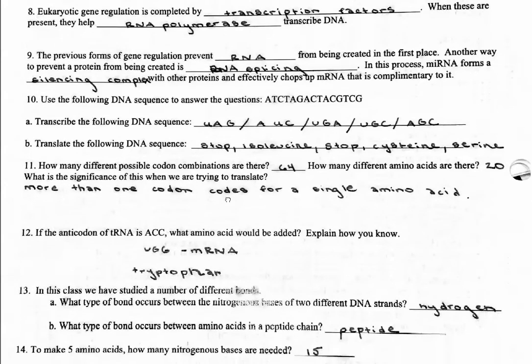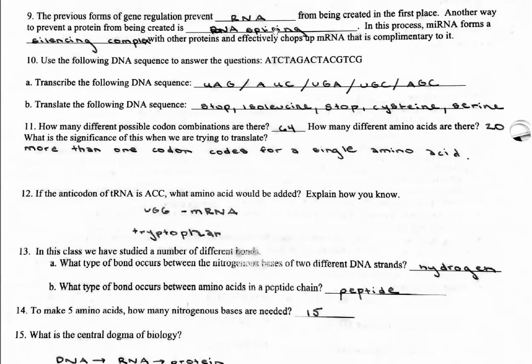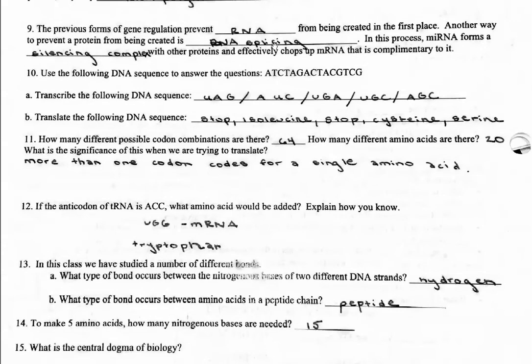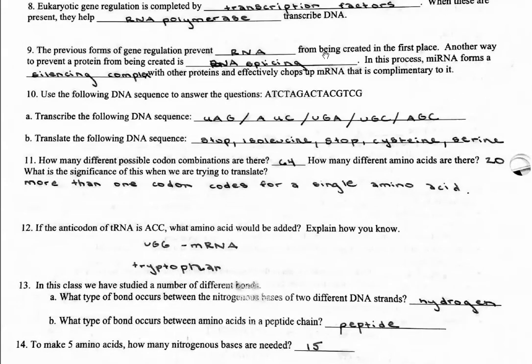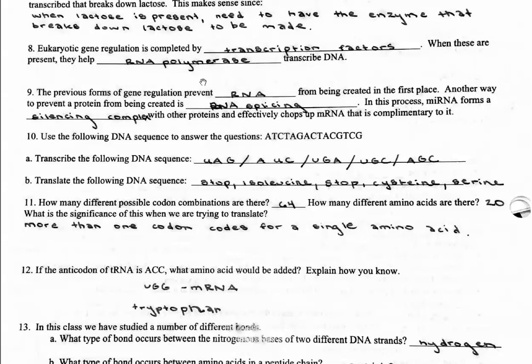Another way to prevent a protein from being created, we call RNA, I wrote splicing, it's silencing actually. Okay, I believe, either splicing or silencing, I'm sorry, I can't remember for sure. In this process, we've got microRNA, and they form with other proteins a silencing complex, and they literally chop up mRNA. So the way that this is different from these guys, in these guys, this is preventing transcription from happening.